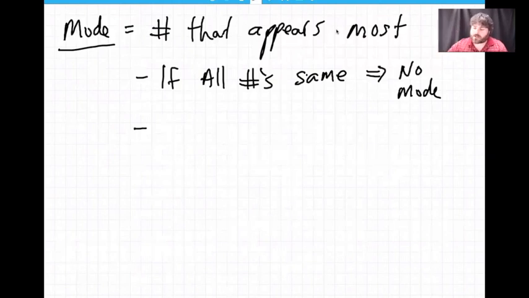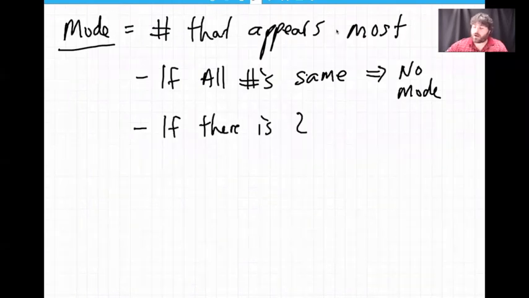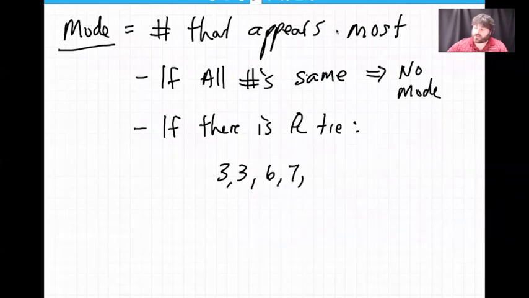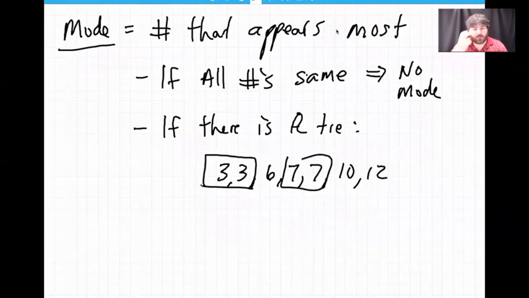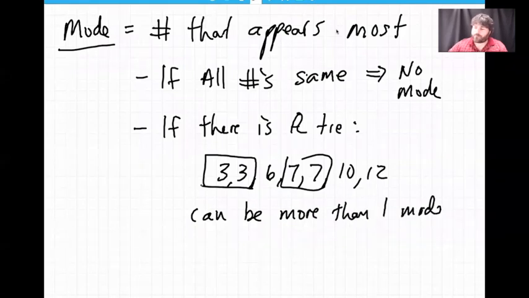That happens sometimes, okay? Now, if there is a tie, meaning if there are two numbers, if there's a tie, so if like you have 3, 3, 6, 7, 7, 10, 12, right? You see how the 3 appears twice and the 7 appears twice? They're both going to be the mode, okay? So this is called bimodal. There can be more than one mode, and just be aware of that. Can be more than one mode if there's a tie for the winner.